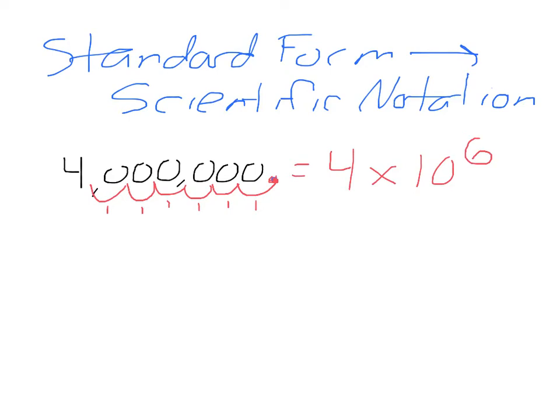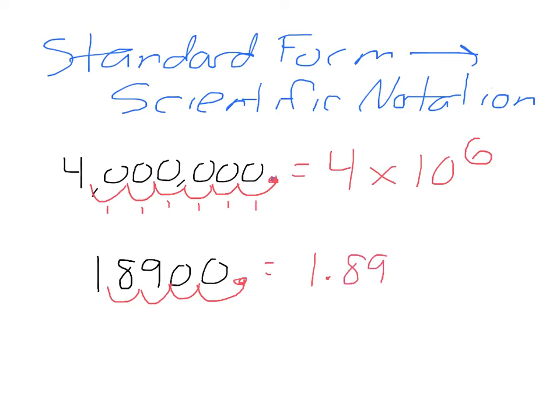Look at this one now. Let's say I do 18,900. What do I do here? Well, look again. Here's the decimal. And if I move it over 1 space, I get 1,890. No. 2 spaces? No. 3? No. 4, there it is. 1.89 is between 1 and 10, times 10 to the 4th.